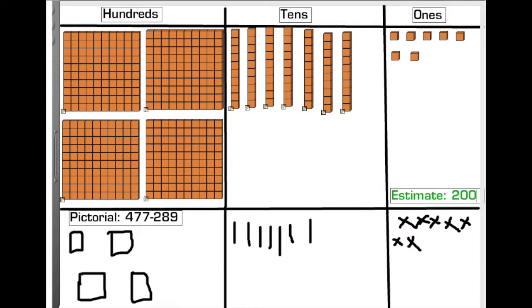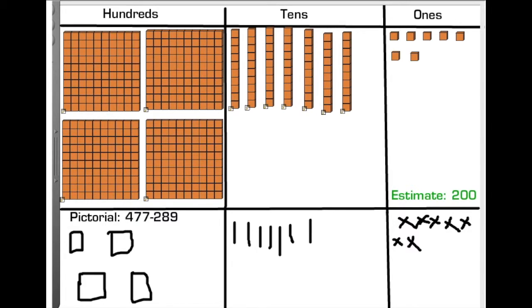So when I get my difference when I've solved the problem, I will remember to compare back to it. I know, however, that my difference will be less than 200 because I rounded both the minuend and the subtrahend up to the nearest 100. So the question of 477 minus 289 tells us that in order to get the difference, we need to subtract 289 from 477. So I've started by representing 477 using Base-10 blocks and again drawing it pictorially.